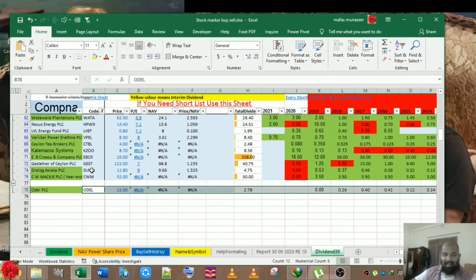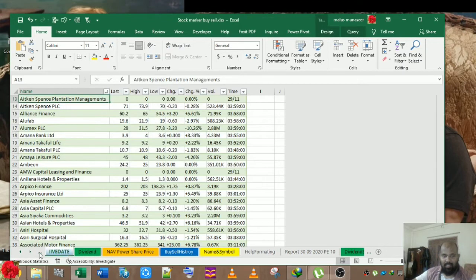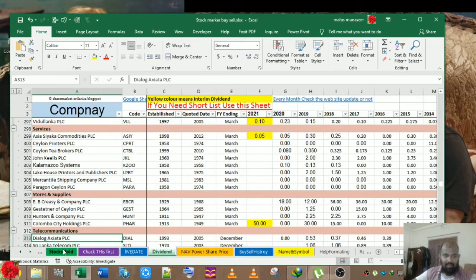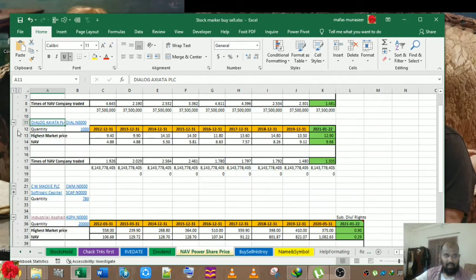And Dialog, I keep it for 1,000 shares. In here Dialog is 1,000 shares. So for me, I research the Dialog in here. Where is it? Here. I keep the Dialog in here. So far they didn't issue the extra shares also.